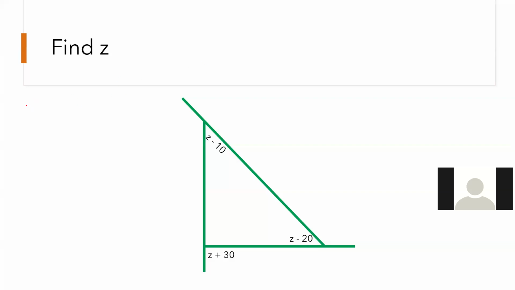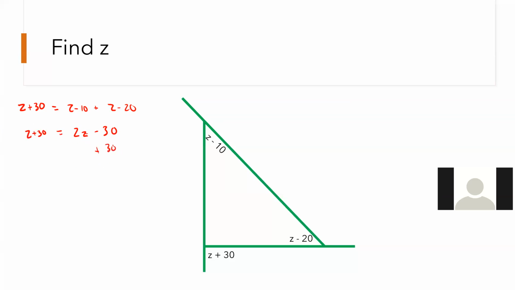Okay, so what we have to do is once again set this up using the exterior angle theorem. So we're saying the exterior angle, which in this case is z plus 30, is equal to the sum of the two opposite angles. So we have z minus 10 plus z minus 20. We have a positive z and a positive z, so we can combine those to 2z. And then we've got minus 10 and minus 20, which gives us minus 30. So we have z plus 30 equals 2z minus 30.